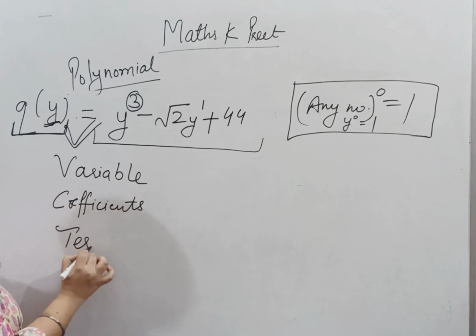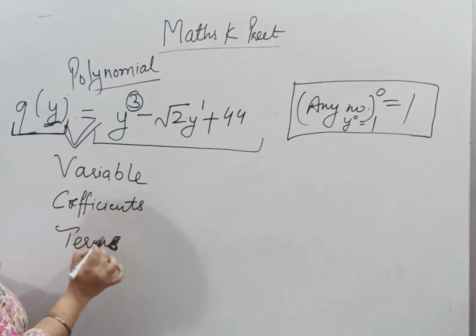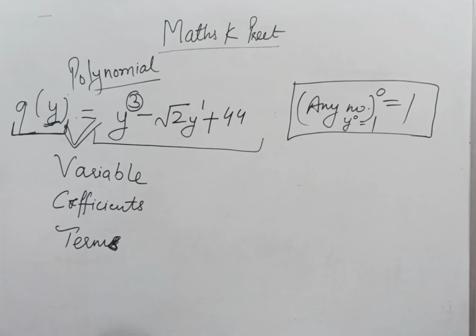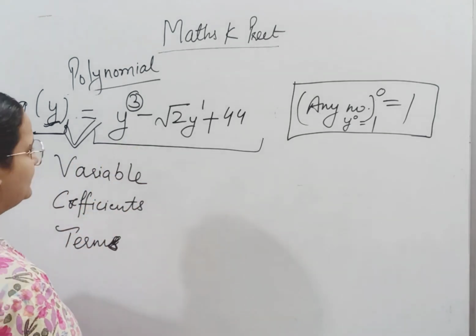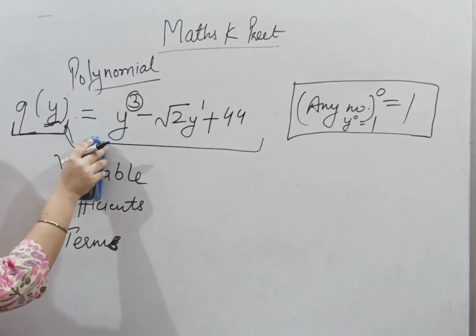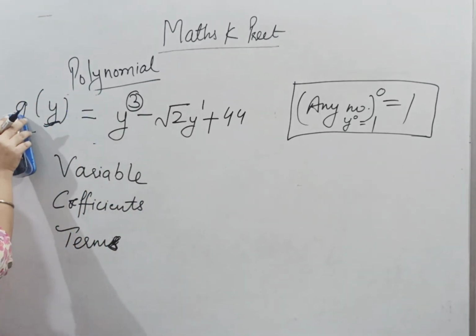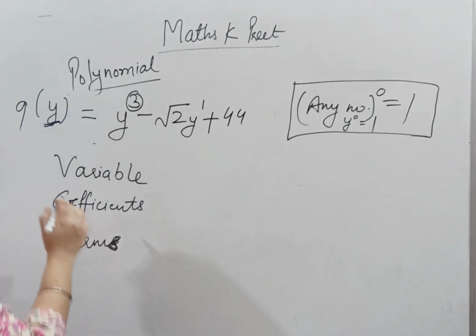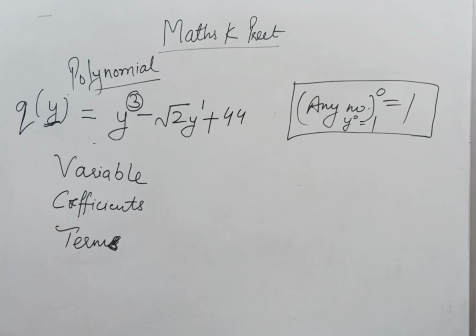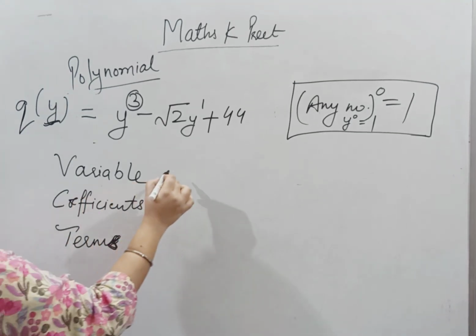Third, terms. Degree we will discuss later. So if I am talking about this polynomial, what is the variable for this polynomial? You can easily identify now. This was q of y. So the variable here is y. This is a polynomial in y.